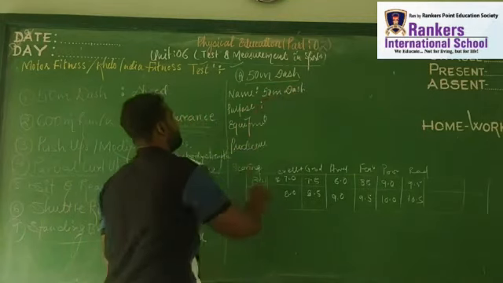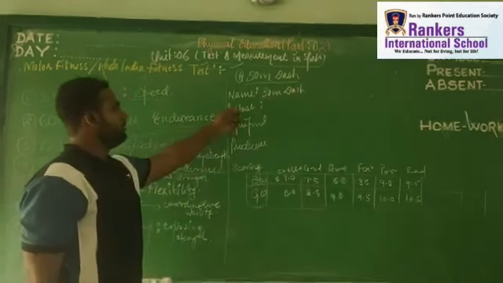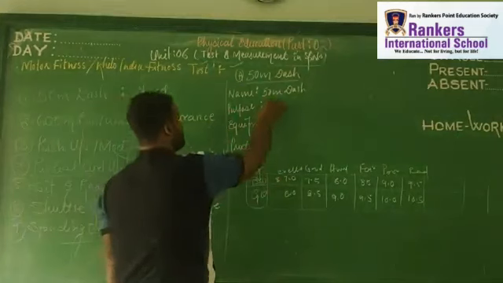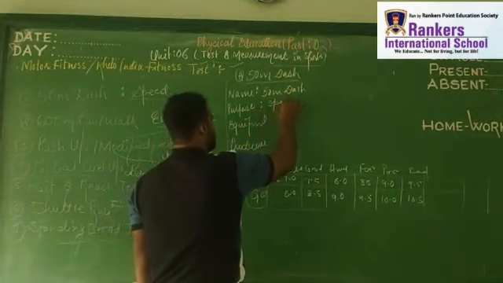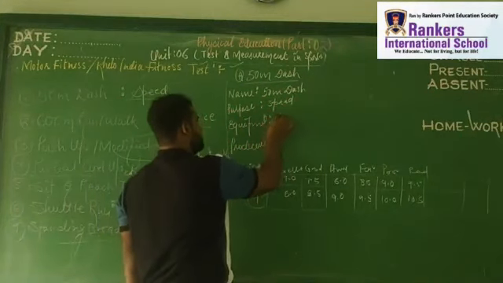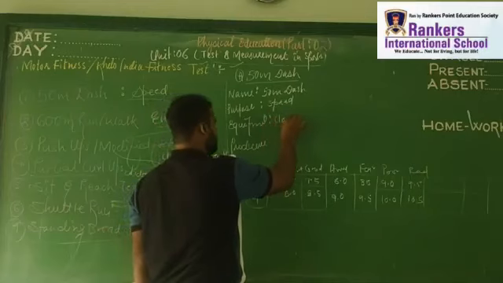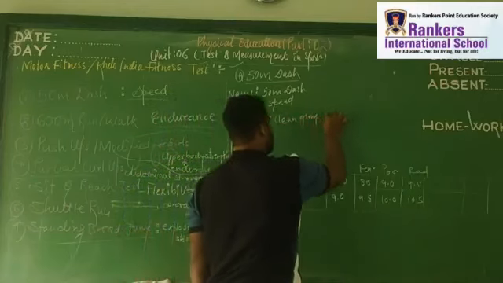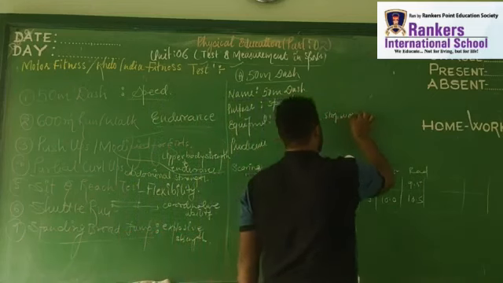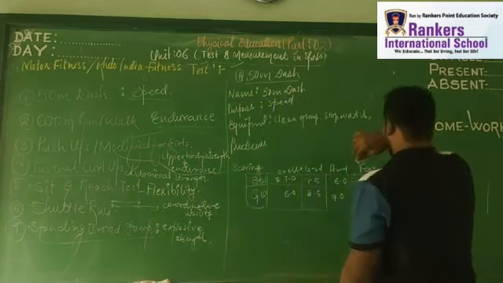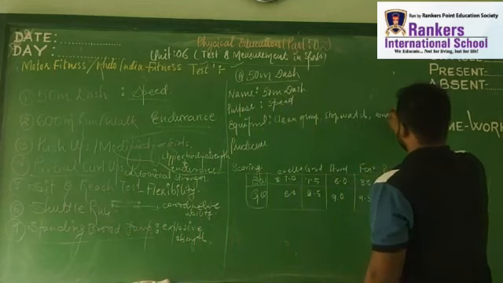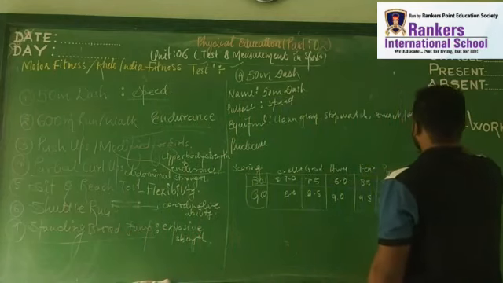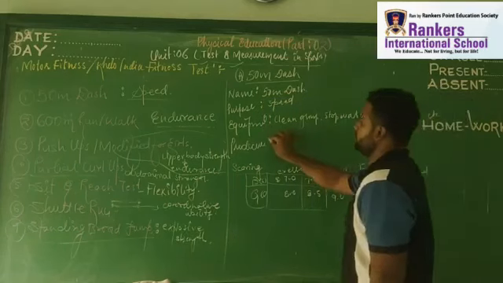What does 50 meter dash measure? 50 meter dash measures the speed. Now what is the equipment required? We need a ground, stopwatch, cones, tape measure, etc.